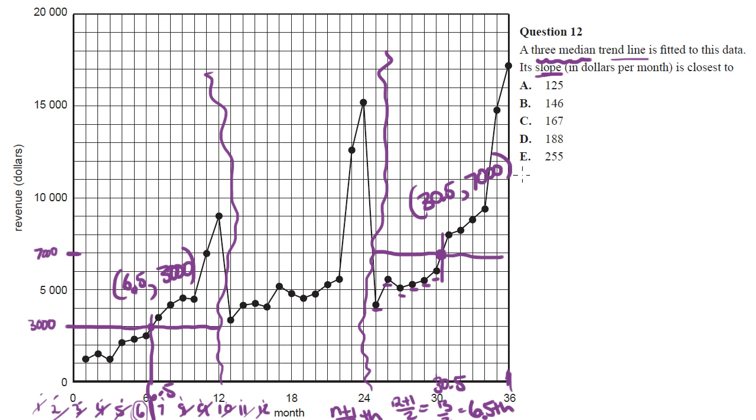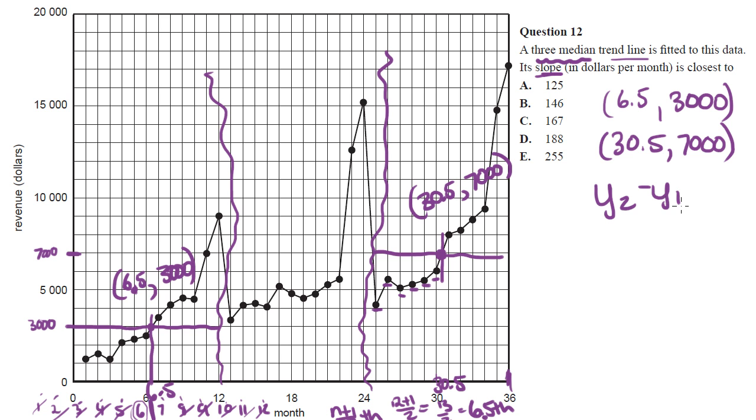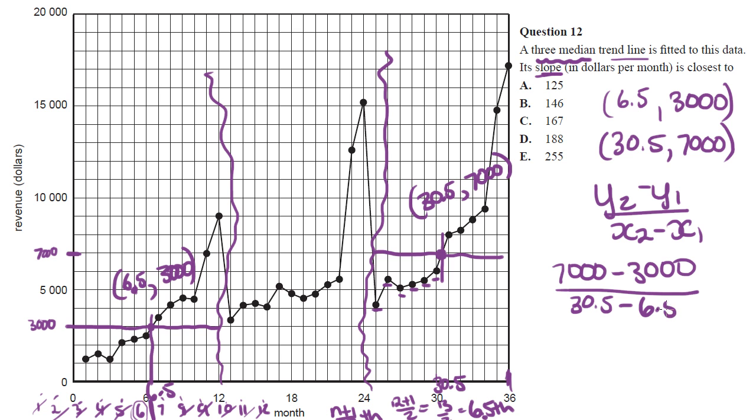So now I need to find the slope joining those 2 points. So I've got 6.5, 3,000, and I've got 30.5, 7,000. So how do I find the slope between 2 points? y2 minus y1 over x2 minus x1, or rise over run. So let's do 7,000 minus 3,000 over 30.5 minus 6.5, which gives me 4,000 divided by 24, which is 166.7. So rounding that up, my slope is 167, which means that the answer to question 12 was C.